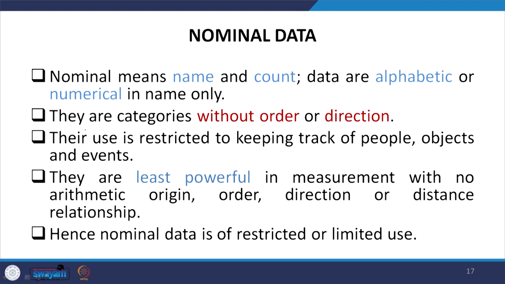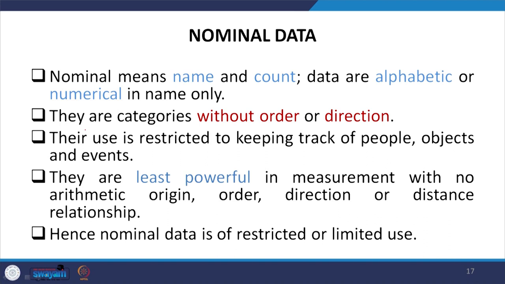Nominal data means names or count, data are alphabetic or numerical in name only. They are categorized without order or direction. There is no such direction so far as nominal is concerned. Like, as I told you, for gender, there is no direction, whether male should be coded as 1 or female should be coded as 1. So there is no clear direction on it. If you are using 1 every time for male, probably you are committing some mistakes while interpreting. So we must be very careful where to give which level of weight.